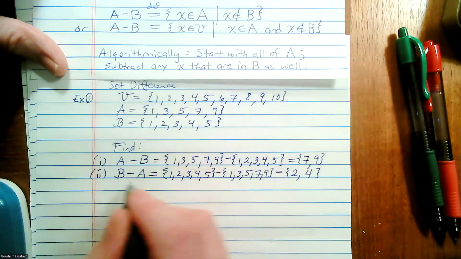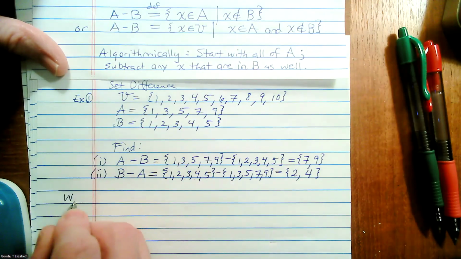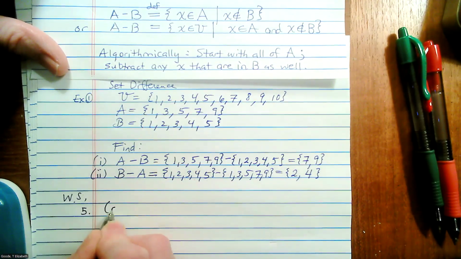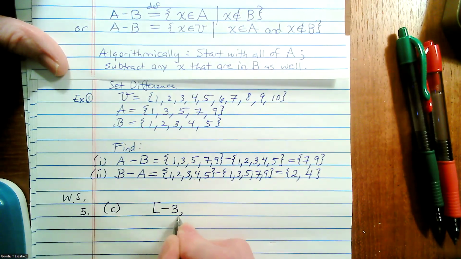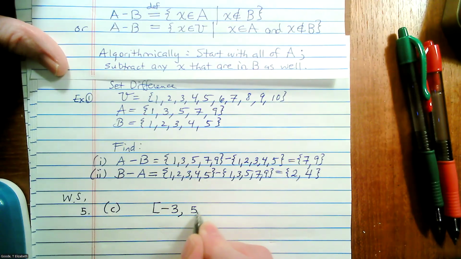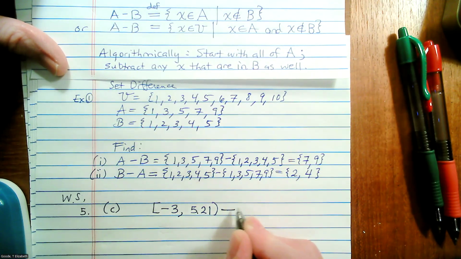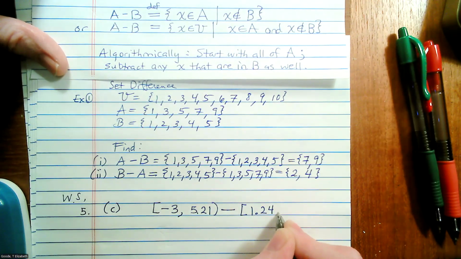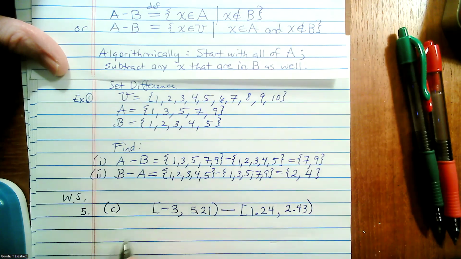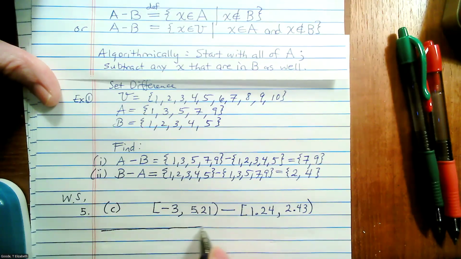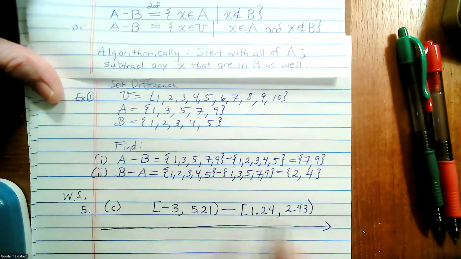All right, so if we are going to look back at the worksheet number 5C, we are asked to start with the interval of all the real numbers from -3 to 5.21, not including 5.21, and we're going to subtract away the closed interval 1.24 to 2.43 open.